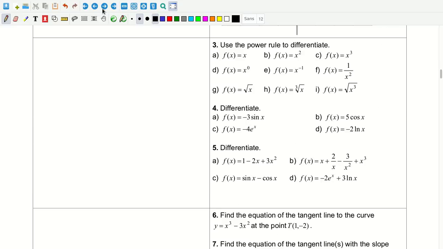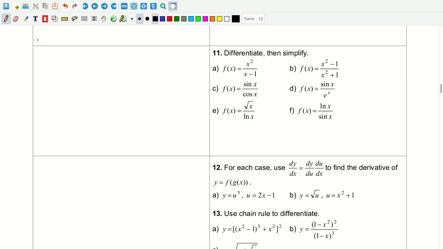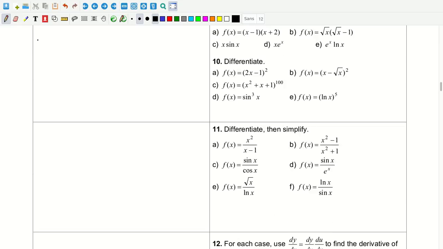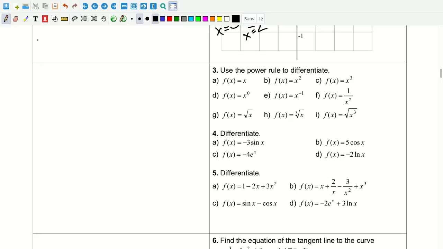Okay, we can even do some power rule. Sorry, that was my clock. My clock's going off. Sorry, guys. But yeah, this looks like so much fun. I love this stuff.